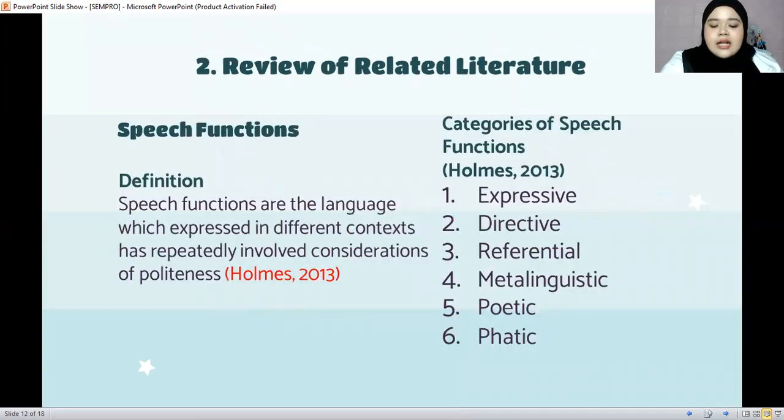Specifically for this proposal, I choose the topic speech functions. I use the theory from Holmes in 2013. He stated that speech functions are the language which expressed in different contexts has repeatedly involved considerations of politeness. The categories of speech functions that he stated are expressive, directive, referential, metalinguistic, poetic, and emphatic. So these are the categories of speech functions that I will use in this research.